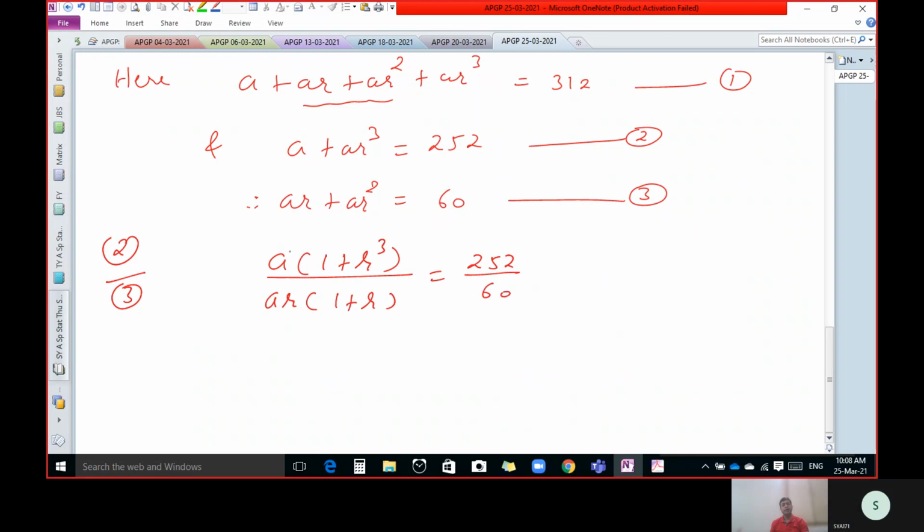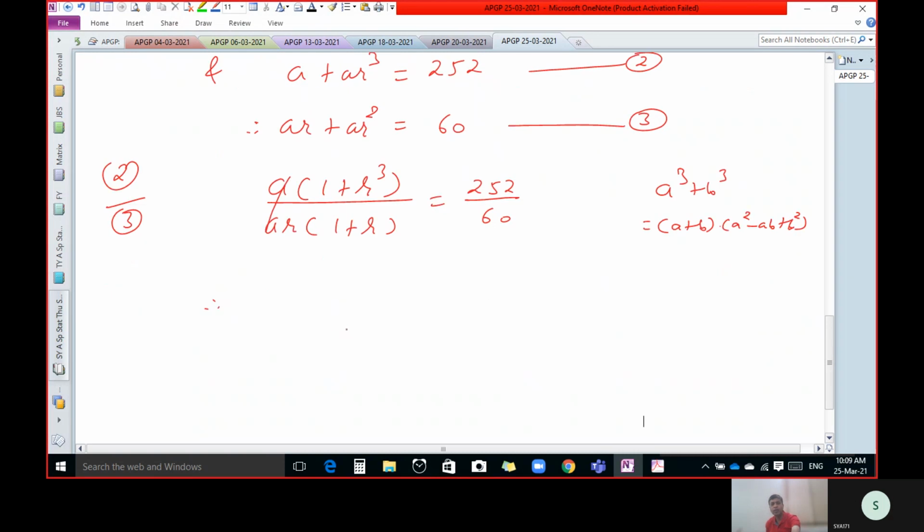Correct. Now cancel this A. Now 1 plus R cube. Use the formula A cube plus B cube equals A plus B into A square minus AB plus B square. Here A is 1 and B is R. So tell me the factor of this 1 plus R cube. What is the factor of 1 plus R cube? 1 plus R. Correct. 1 minus R plus R square.